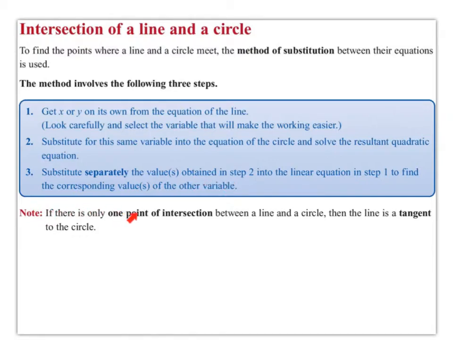Note, if there is only one point of intersection between a line and a circle, then the line is a tangent to the circle.